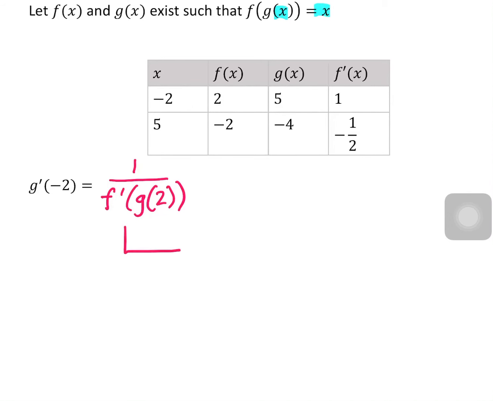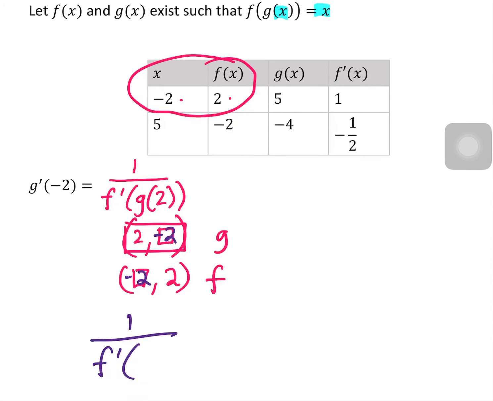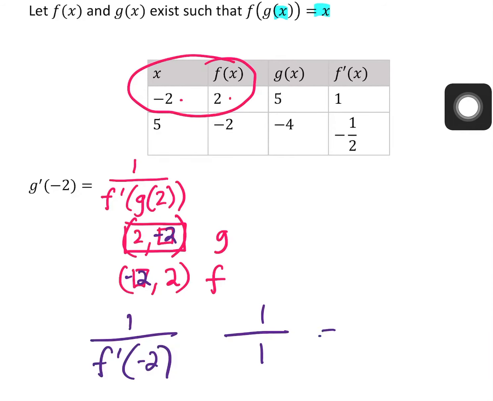And again, what I'm looking for here is, if this is the g function, when I put in negative 2, it's going to equal something else. To find out what that something else is, I want to know when the original function f is equal to negative 2. Of course, f is equal to negative 2 when x is equal to 2, right? So inside of that box, it'd be 2. So then I get 1 over f prime of 2. f prime of 2 would be 1, so it's just 1.